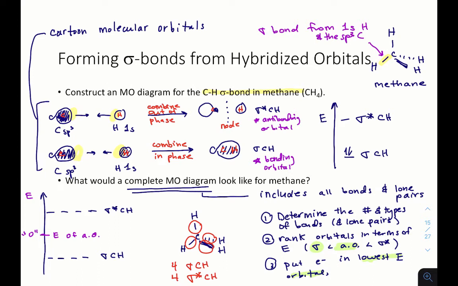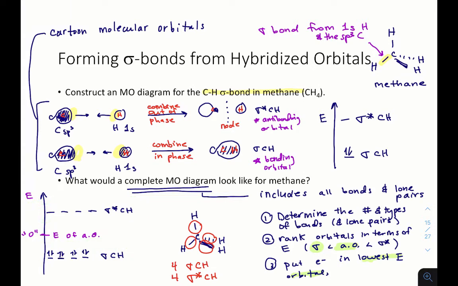How many electrons should we put in these orbitals? Well, there are 2, 4, 6, 8. Those 8 electrons will go into the lowest energy orbitals. The bonding orbitals, the low energy orbitals, are filled. The high energy antibonding orbitals are unfilled, just as we would expect.